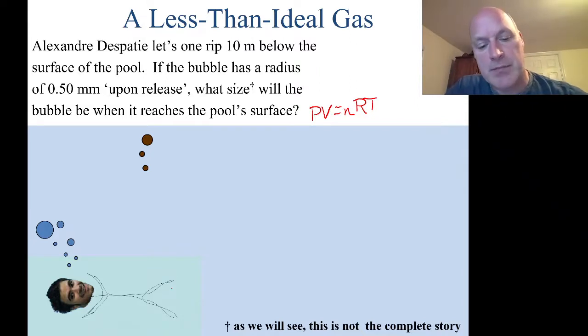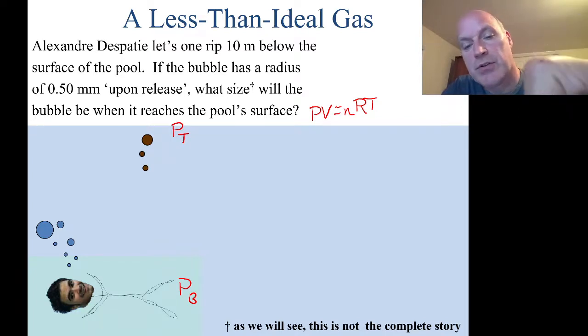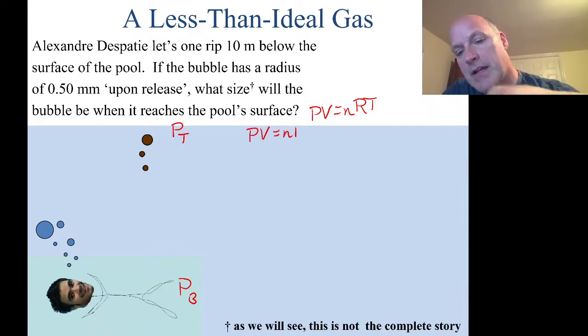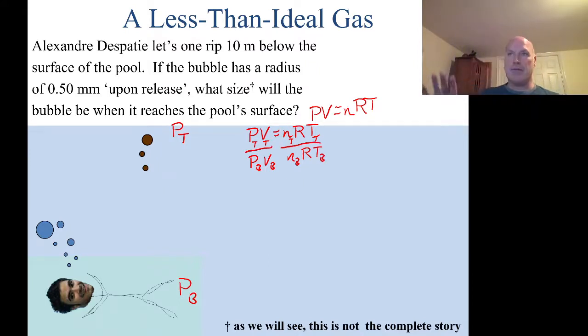And what we have is the pressure at the bottom, P bottom, and the pressure at the top. And we're going to do this classic way of solving the problem where we write down the ratio. So P top, volume top, number of moles top, R, that's a constant, temperature top. And we're going to have pressure at the bottom, volume at the bottom, the number of moles at the bottom, R, and temperature at the bottom. And then we can take a ratio. Okay, great. That sounds great.